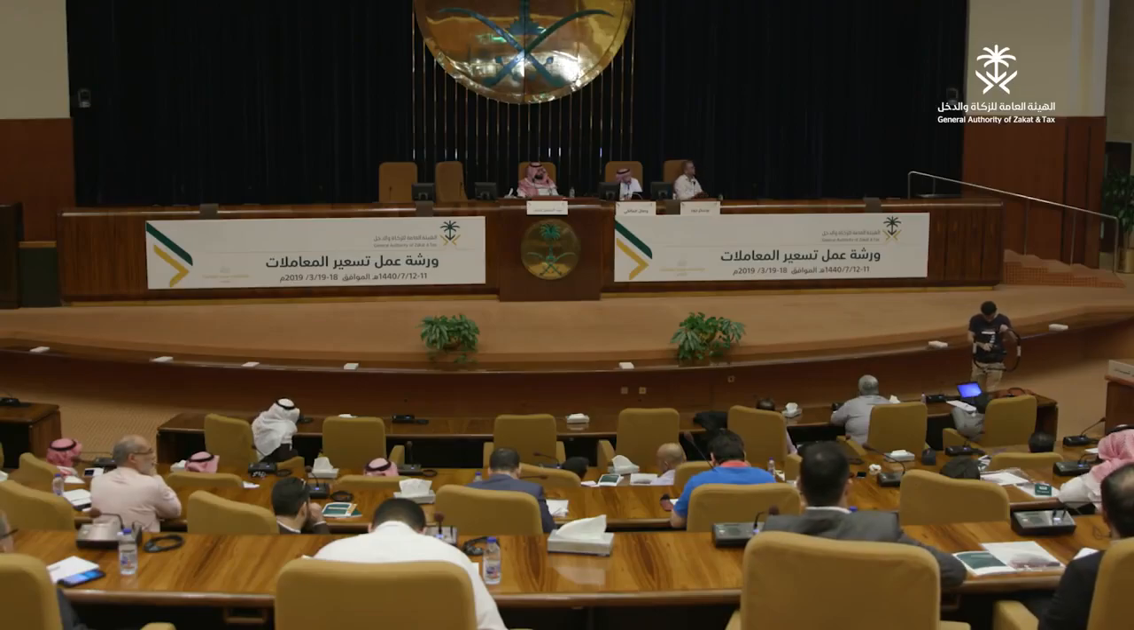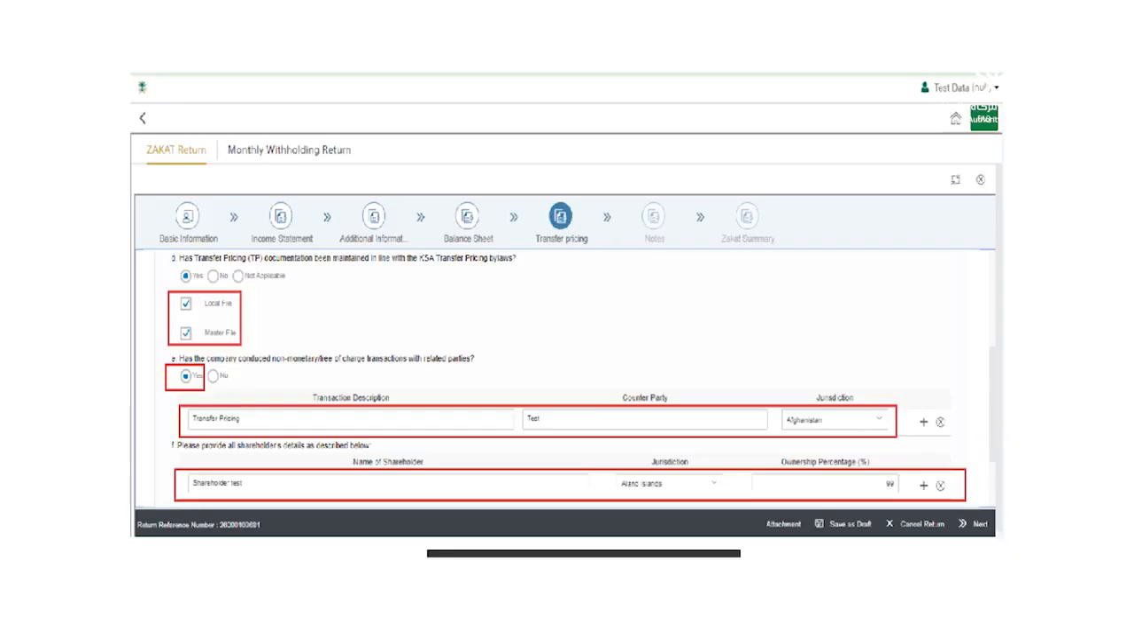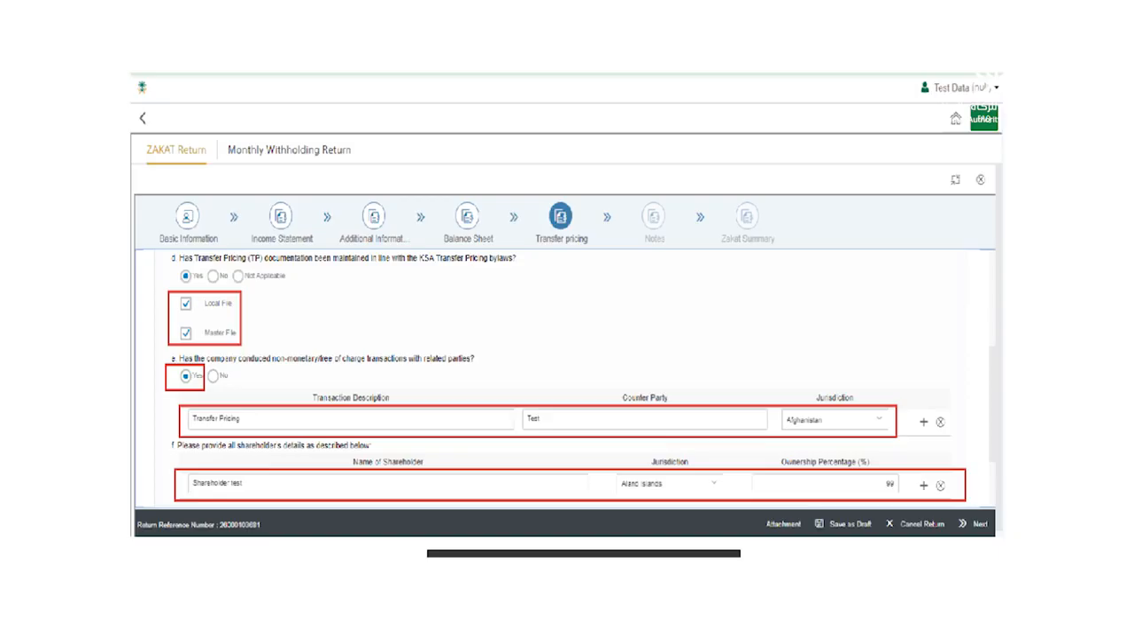Then comes the question, do you have any barter transaction, which is an exchange of goods or provision of services without money? So, a free of charge transaction or barter transaction. If you have selected yes, you have to report here the type and description of that transaction that took place. Additionally, you have to add the name of the related person with whom you have done the barter transaction, and then also select the jurisdiction of that related person.